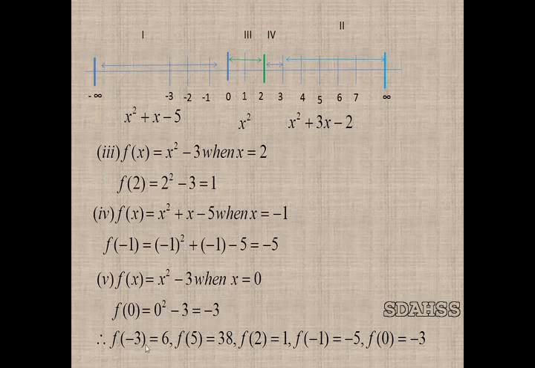So f of minus 3 is equal to 6. F of 5 equal to 38. F of 2 is equal to 1. F of minus 1 is equal to minus 5. F of 0 is equal to minus 3.